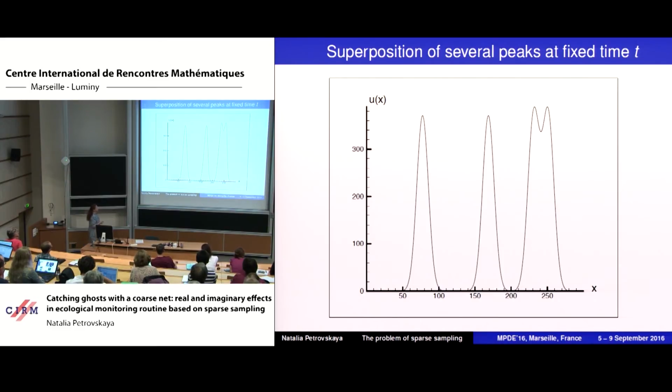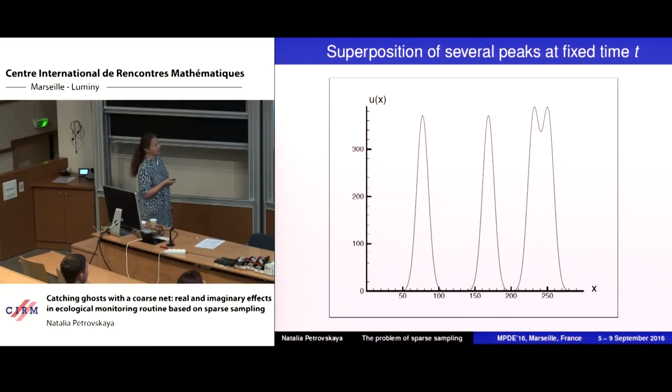So this is one example. This is a superposition of 4 peaks. We don't know, once again, the exact location of each peak. And let us see what happens when we evaluate the total population size under these conditions, whether or not we will be able to reveal synchronization.